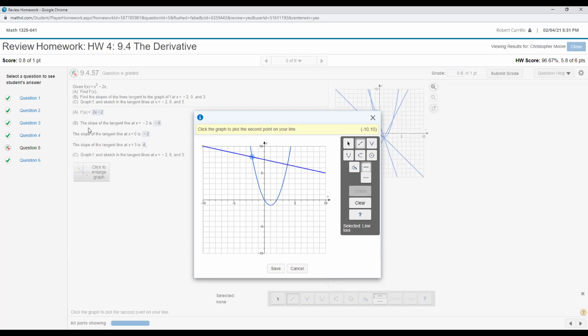Gotcha. So for B, it says the slope of the tangent line at x equals negative two is negative six. So again, plot the point, but instead of going down two, you're going to go down six because that's your slope. So I would go 1, 2, 3, 4, 5, 6, and there would be my next point. Gotcha. And then for the next one at zero, you'd have a slope of negative two. So if you plugged in zero, you'd get zero. So for this one, I'd put the point at 0, 0, and then I would use that slope of negative two, down two, over one. There'd be my next line.